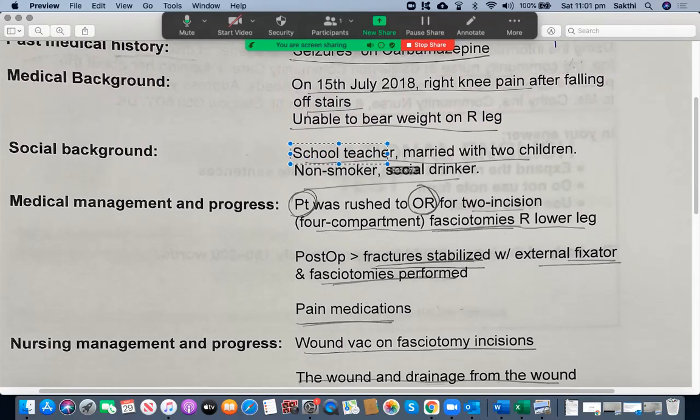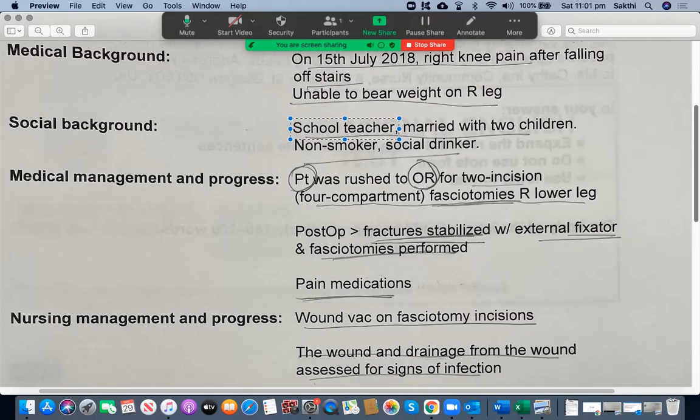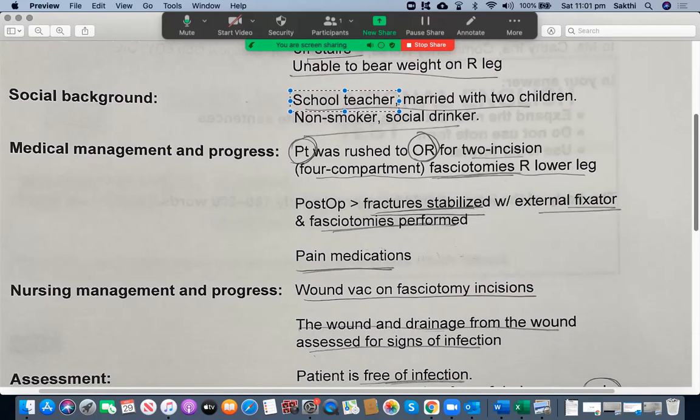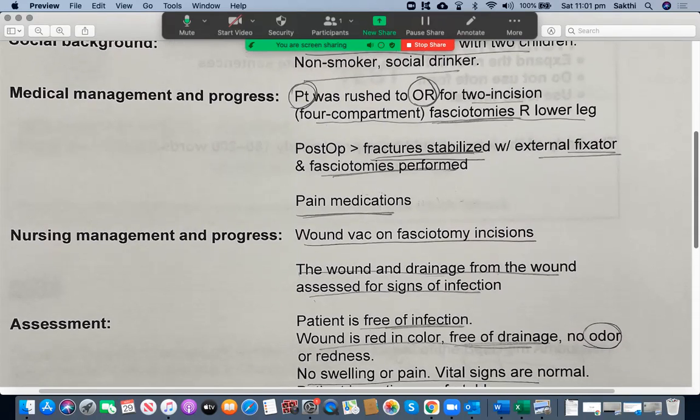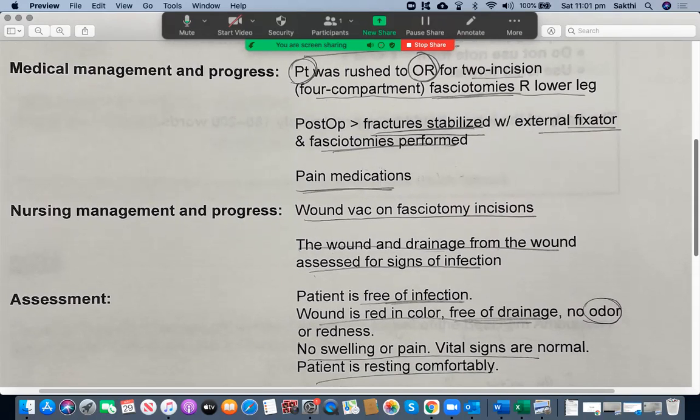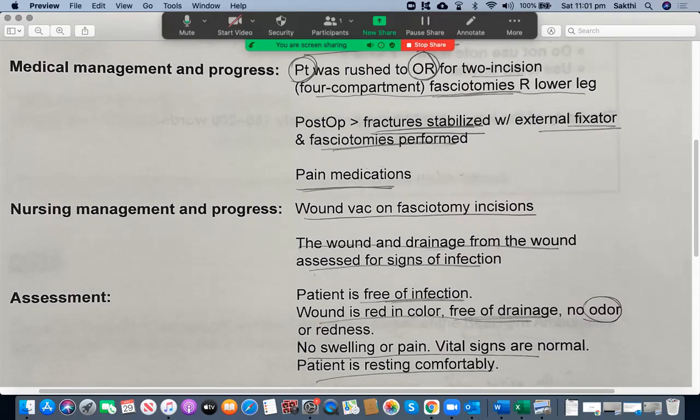Okay, so this is not needed, so she didn't include that. Patient was rushed to OR for two incisions, four compartment fasciotomies in the right lower leg. Okay, as you have included this, you should have included this one as well. All right, let's go to the next one. So one case note is missing. Post-operative fracture stabilized with the external fixator and fasciotomy is performed. That's good. Pain medications are given.